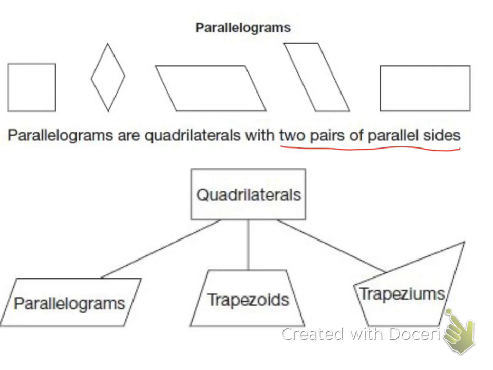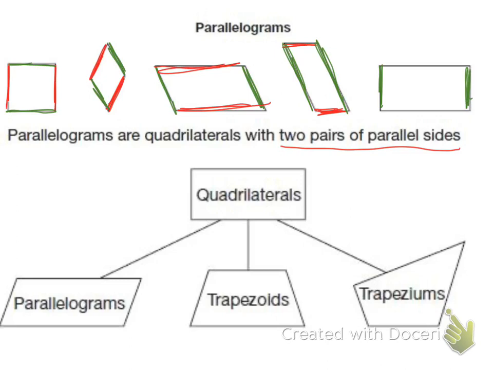Okay, so we can show those parallel sides here. We have left and right, and top and bottom. Okay, this one has this line and this line, and then these two. These have left and right and top and bottom. Do you see how we have 2 pairs? Left and right, and then top and bottom. Parallelograms are quadrilaterals with 2 pairs of parallel sides.